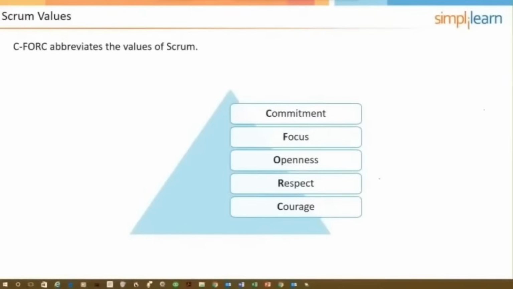Oh, wrong color. You can tell I'm a project manager because that would bother me. So the 5 values of Scrum, and there's an acronym. You can see that on the screen, right? C-FORC.